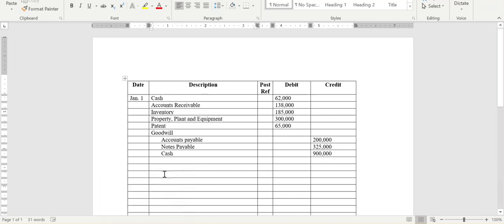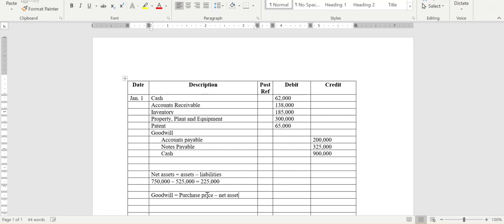So how we do this calculation, we look at the net assets of the business, which are your assets minus your liabilities. So for this business, their total assets that they had were $750,000. Their total liabilities were $525,000. So their net assets are $225,000.